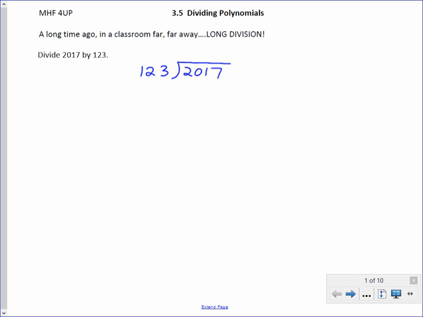So, the strategy, if you remember, is to try to deal with a smaller problem first. Instead of dealing with 123 into 2017, how about I cover up the 7 and say how many times does 123 go into 201? Once. So we put a 1 on the top. And then you can put a 123 under, because you multiply, right? 1 times 123 is 123.